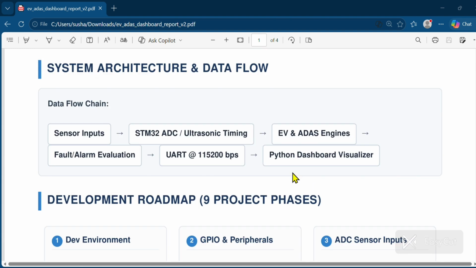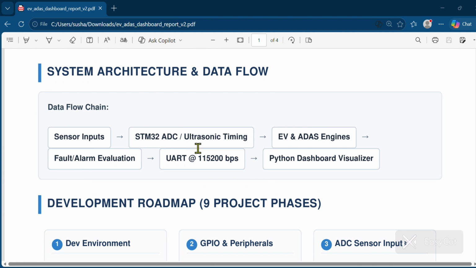Let us look closely at how data flows through our system architecture. We have sensor inputs, that is accelerator pedal, brake pedal, and motor temperature, which are sampled at high frequency using the STM32 on-board ADC. Now, timing input: we have three HC-SR04 ultrasonic sensors representing the front, left, and right zones. These inputs are fed directly into the processing pipelines of our microcontroller.